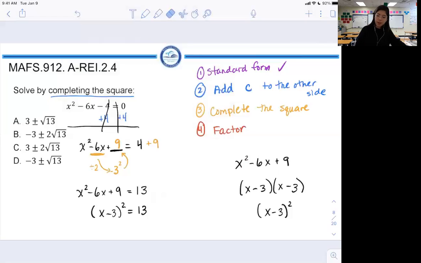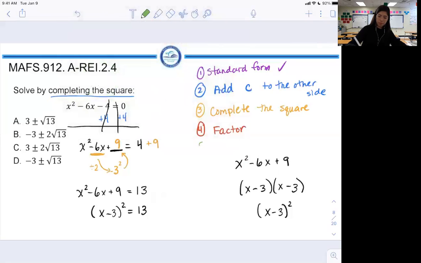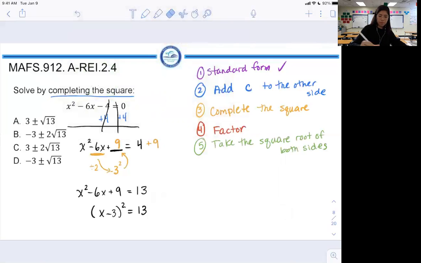Okay. Well, now, step 5 is to take the square root. Why am I taking the square root of both sides? Why am I doing that? Does anyone think they know?